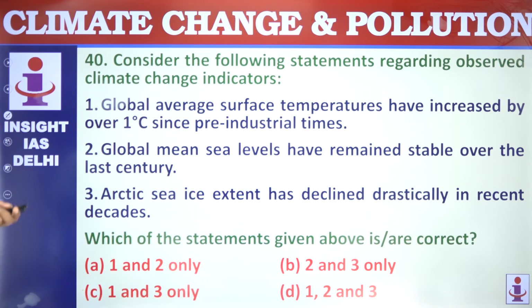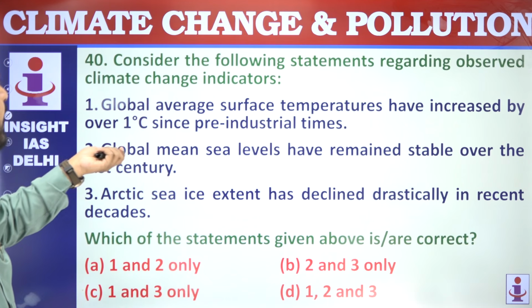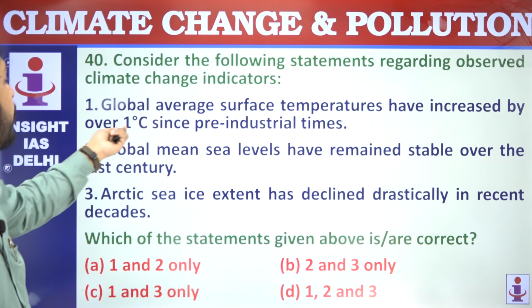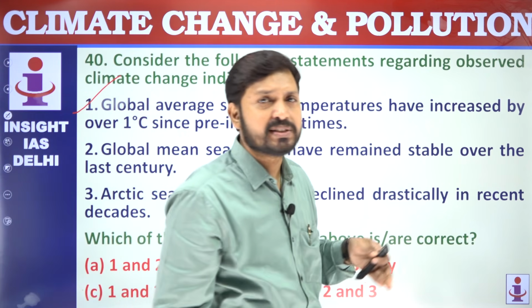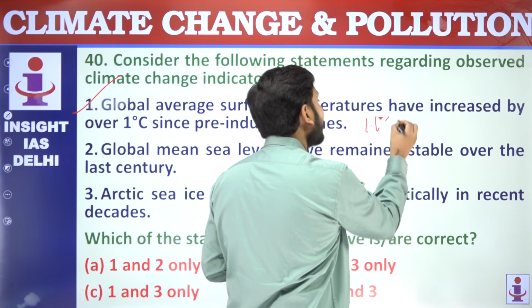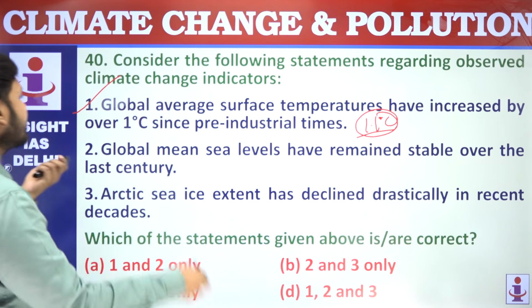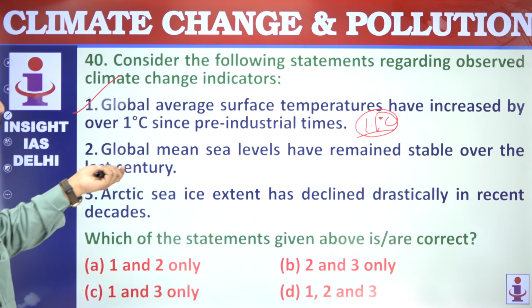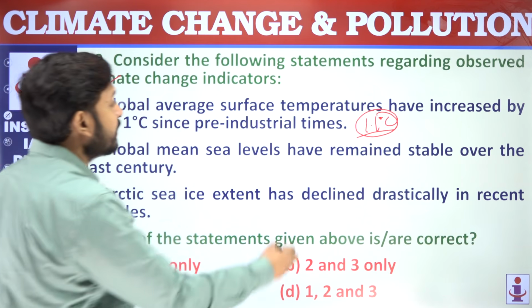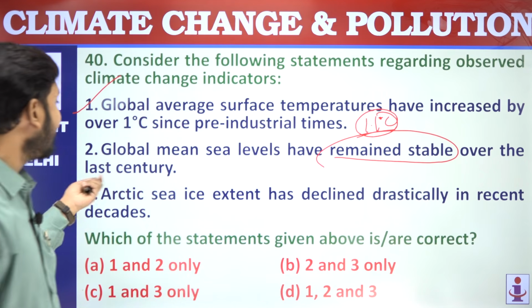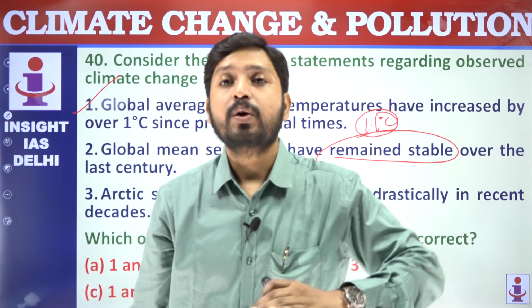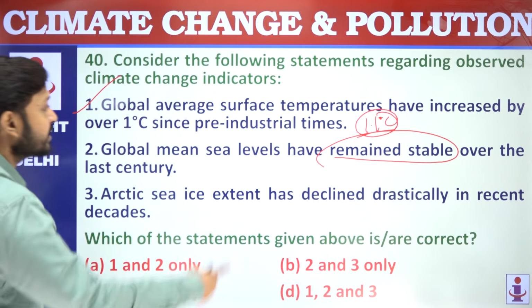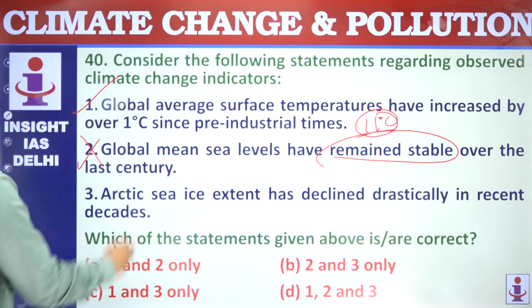Consider the following statements regarding observed climate change indicators. Okay, let's see what they have given. Global average surface temperature has increased over 1.1 degrees centigrade since pre-industrial levels. This is the right one. According to the IPCC, around 1.1 degrees centigrade. So this is the right statement. Next one, global mean sea level has remained stable over the last century. No, see, from 1900, more than 20 centimeters of global ocean level height has increased. But here they have given remain stable. So this is the wrong statement.